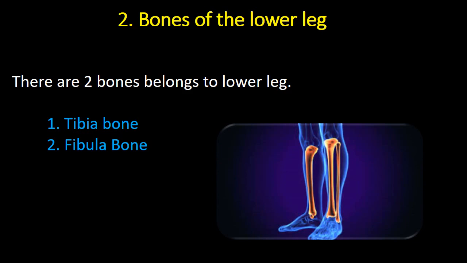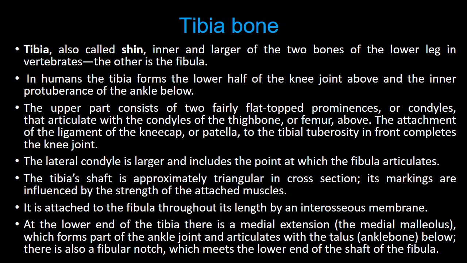Now we move to the second compartment of the leg, the bones of the lower leg. There are two bones belonging to the lower leg. Those are the tibia bone and the fibular bone. Tibia, also called shin, is the inner and larger of the two bones of the lower leg. In vertebrates, the other one is the fibula.